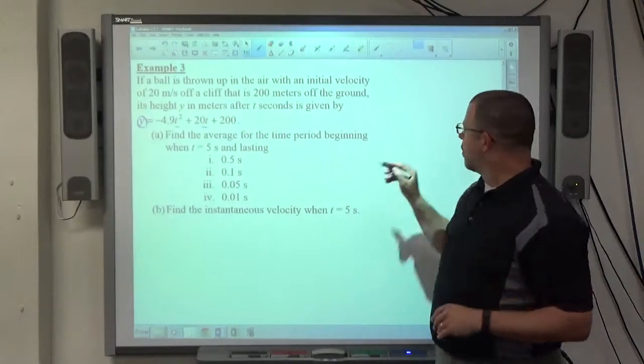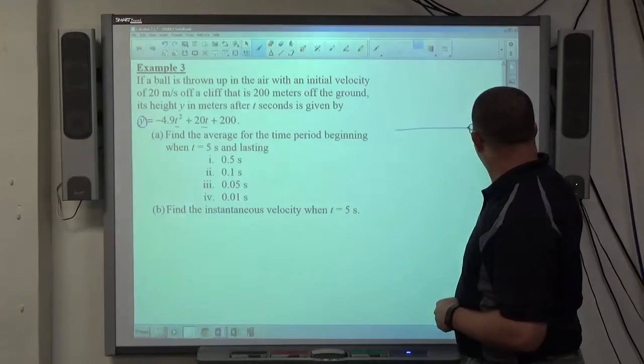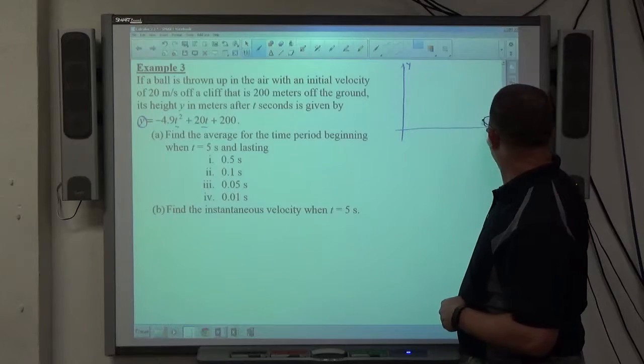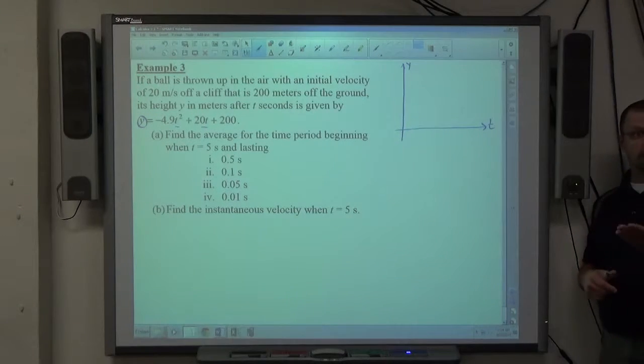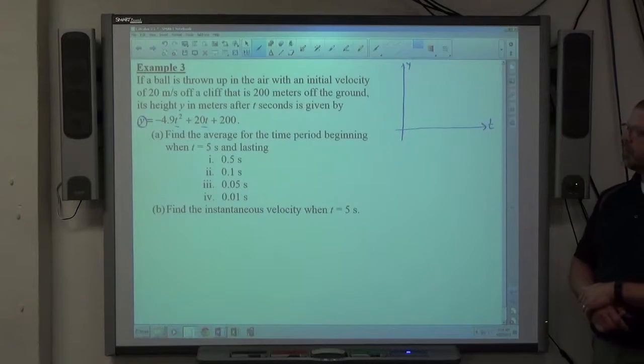So if we were to graph this, the horizontal axis is t, and the vertical axis is y. The vertical axis is representing a change in distance, the height of this ball, and the horizontal axis is representing how much time has passed since the ball has been released.